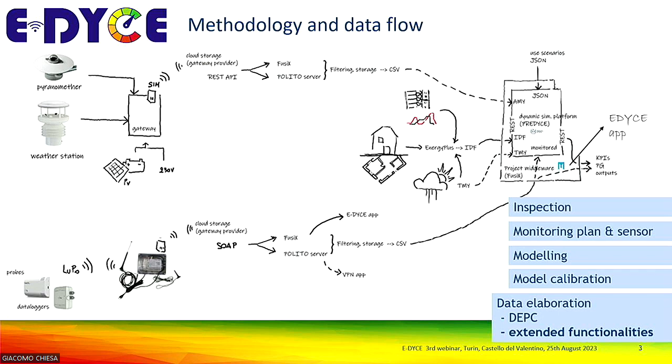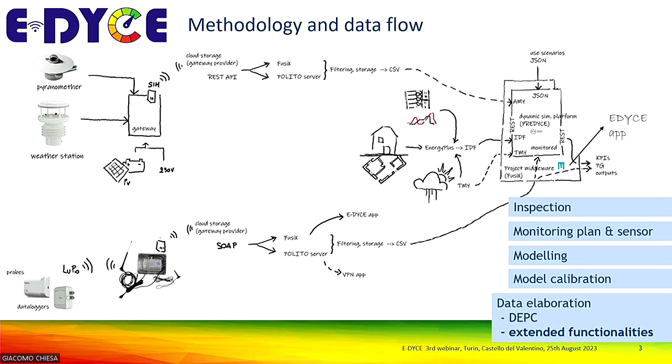Thanks to the monitoring data, we have also calibrated and tested the validity of these models against the monitored databases, using, in the case of Italy, the E-DYCE platform, which we will see in a second, as a platform we have developed inside the project to support and automatize EnergyPlus modification and management in an automatic and also, we can say, REST API based way.